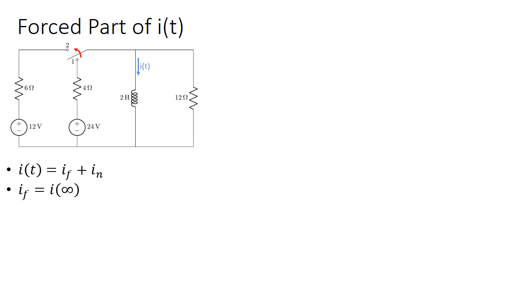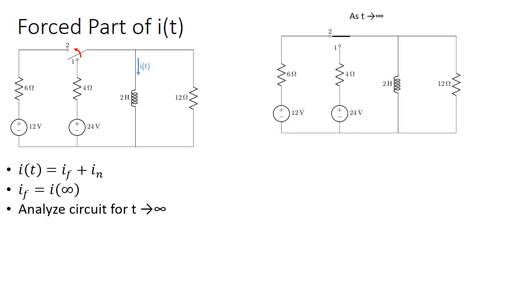The forced part is going to be what the current will be long after the switch moves. And so we can think of that as the current that's flowing through the inductor as t approaches infinity. So what we want to do is take the original circuit that's shown here on the left and figure out how it's going to behave as t approaches infinity. One thing that's true is at t equals 0, as we know, the switch moves.